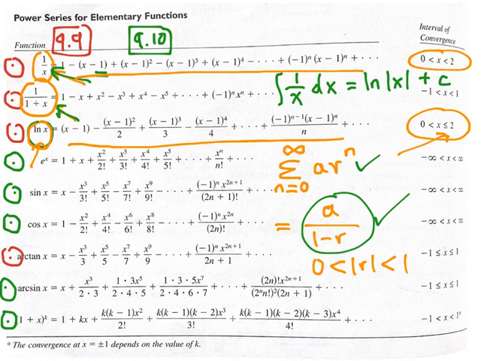And we also found the power series for arctangent of x by integrating a power series for the derivative of arctangent of x, which can be manipulated algebraically to fit the form a over 1 minus r. So that's what we did in section 9.9.